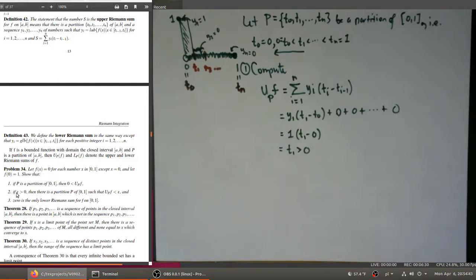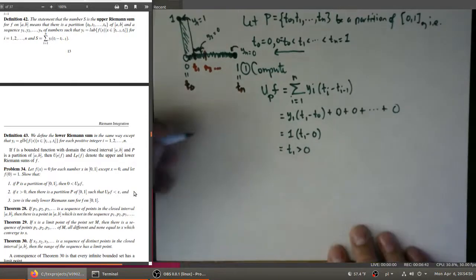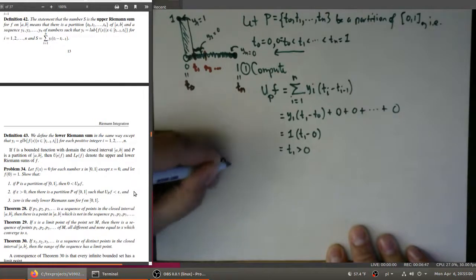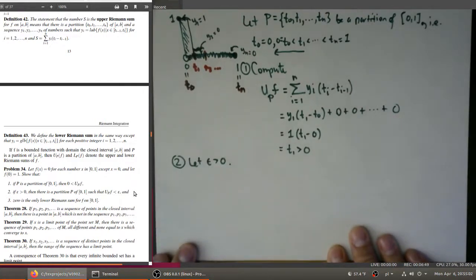Now, look at number 2. If epsilon is greater than 0, then there's a partition P of [0, 1] such that UPF is less than epsilon. Well, if you give me an epsilon, so if I have this epsilon in my hand, so we start with it, then I can use it for stuff. And my job here is to find a partition such that UPF is less than epsilon.